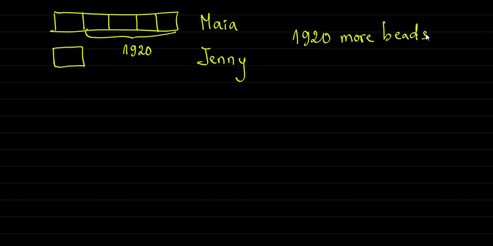Get it? Then Jenny. And they say that Mia had 5 times as many beads as Jenny. So if Mia had 5 units, Jenny has only 1. So then we can say Mia has 4 units more than Jenny. So that means 4 units equal 1920. You have been told that Mia equals 5 times Jenny, right?